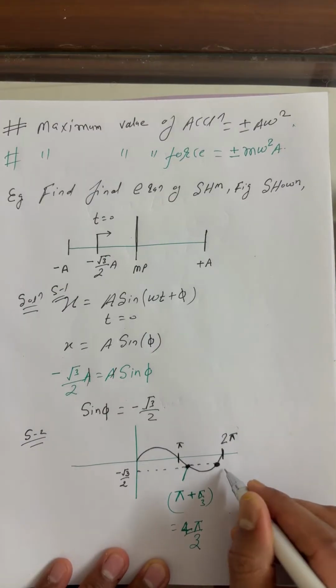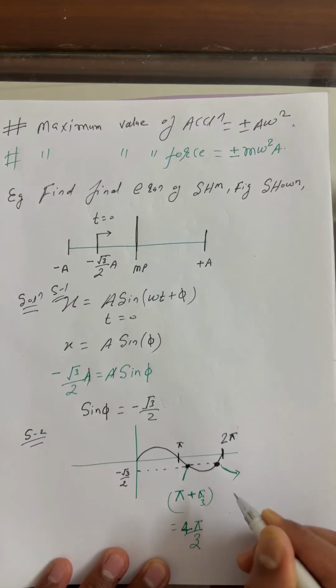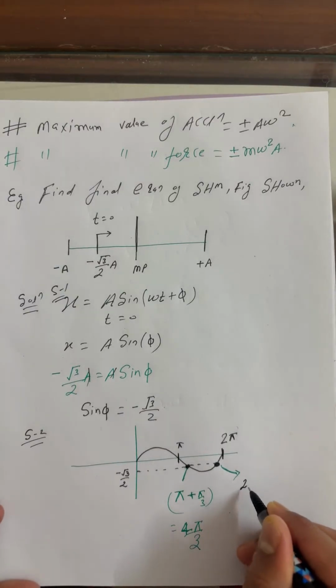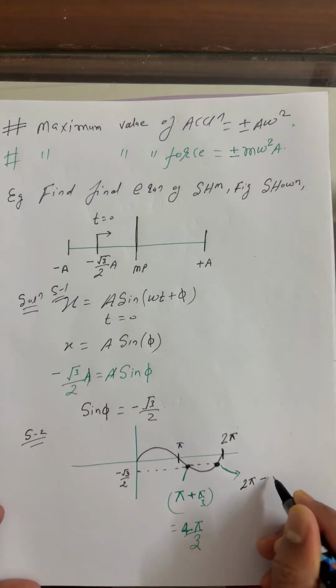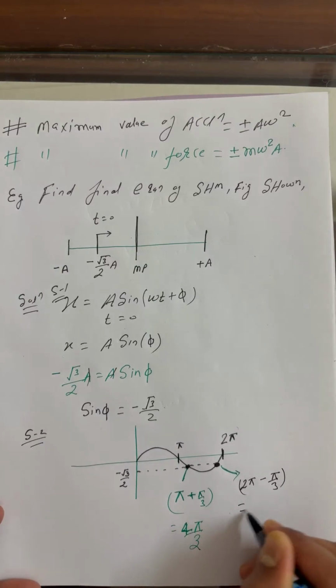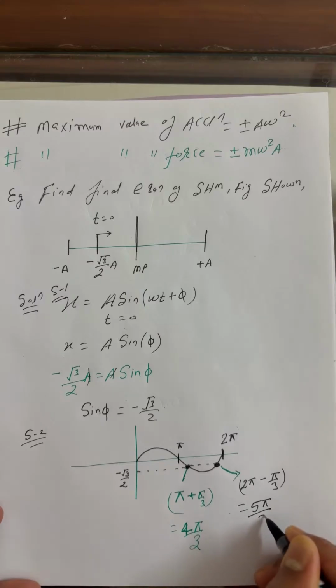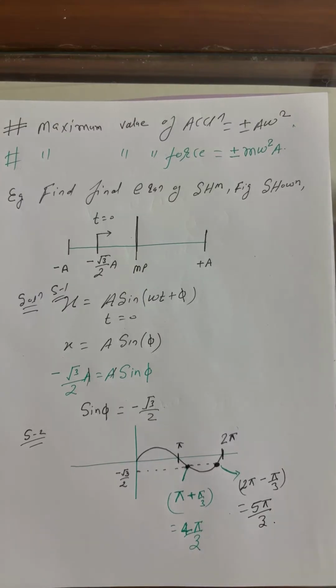This is 2 pi minus pi by 3. This is 2 pi minus pi by 3, which is 6 pi by 3 minus pi by 3. So this is 5 pi by 3. Now we wish to find the equation of SHM.